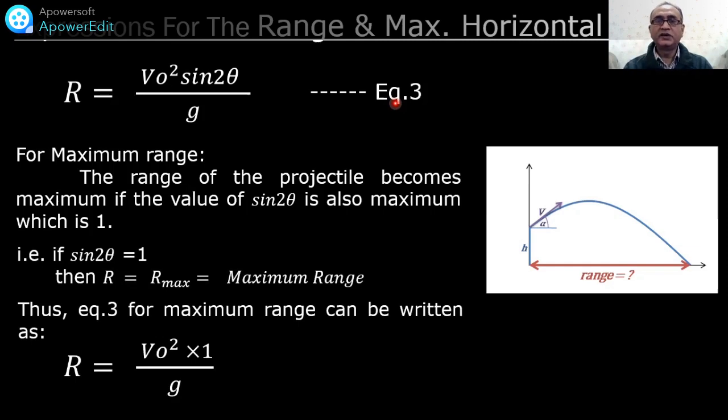Okay. So what we did here, we have got an equation for the range. But we want to know how a projectile can be thrown to a maximum distance. How can a missile, a ballistic missile, a shell be fired to the maximum horizontal range? We are willing to find out the value of angle. We are willing to find out the value of theta. So we have seen, what is the maximum value of sine 2 theta? The maximum value of sine 2 theta is 1. So we substitute the value, right? And we got this equation. So let's see the next slide.